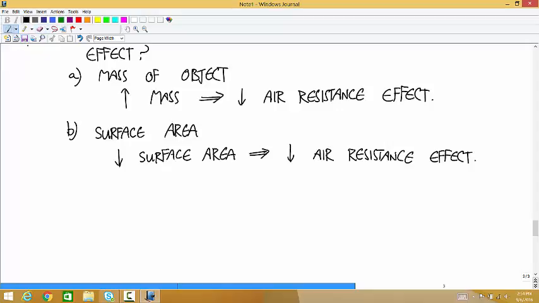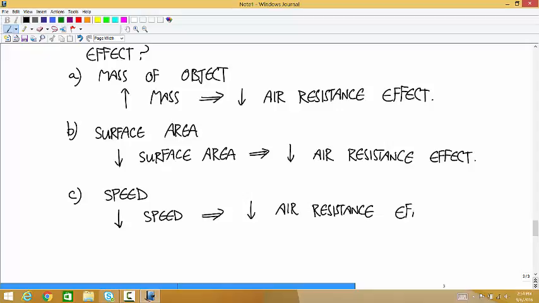And then the last one is speed. If the speed is lower, then there's a reduced air resistance effect. And so even for the same object, it's not a question of whether an object can be treated like it's in free fall. It depends on what kind of motion it's in. If it's going slowly through the air, then it can be modeled as free fall much more accurately than if it's going fast.